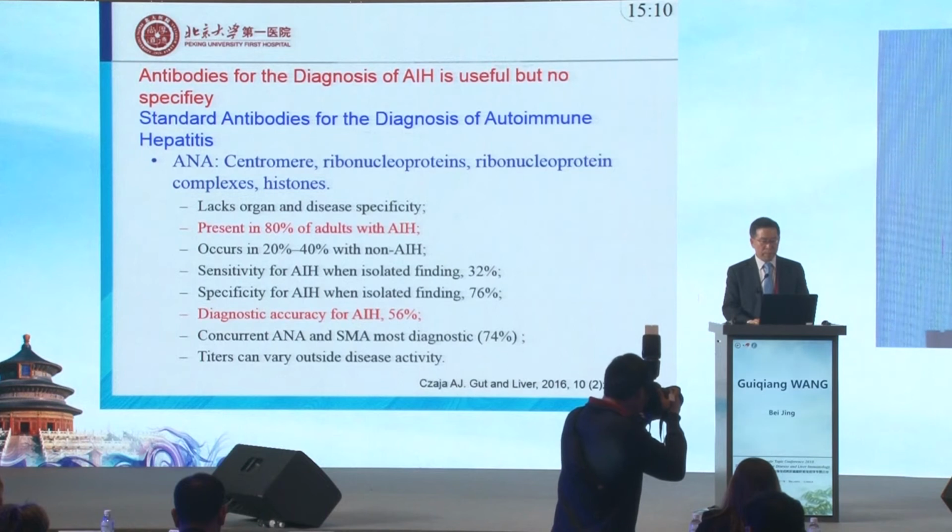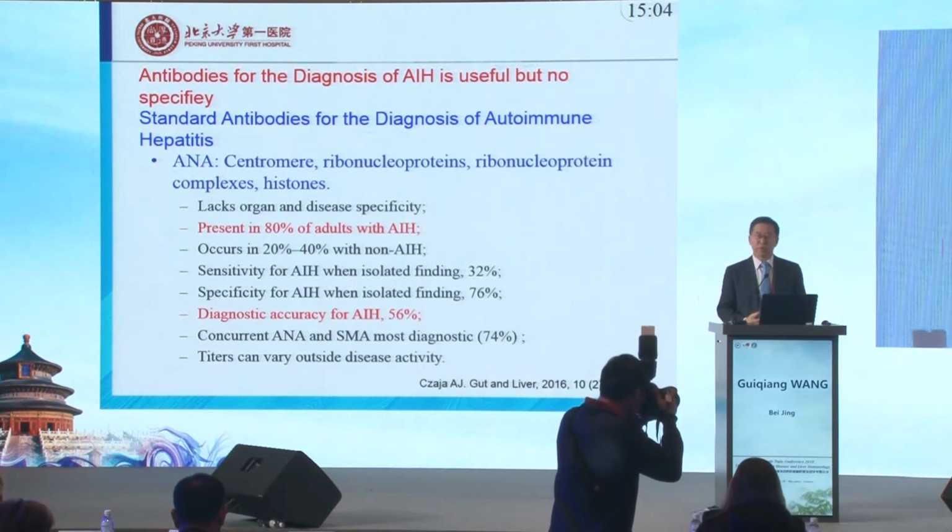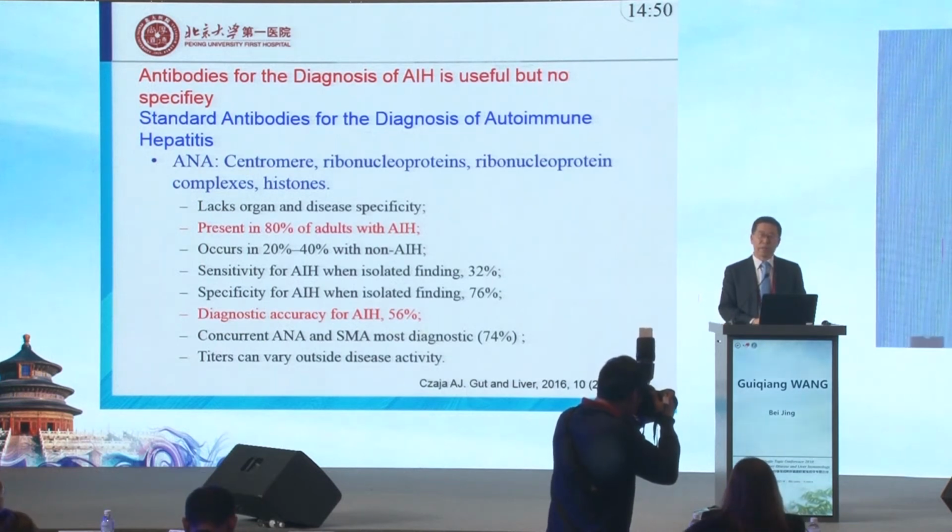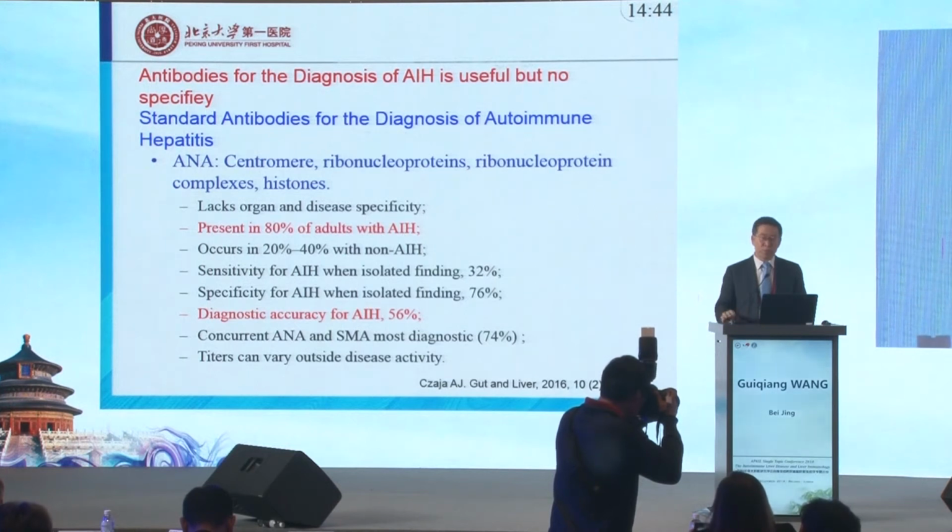Now, how about the antibodies for the diagnosis of autoimmune hepatitis? They are very useful, but not specific, because there is no specific marker for autoimmune hepatitis so far. There are some standard antibodies for the diagnosis of autoimmune hepatitis.